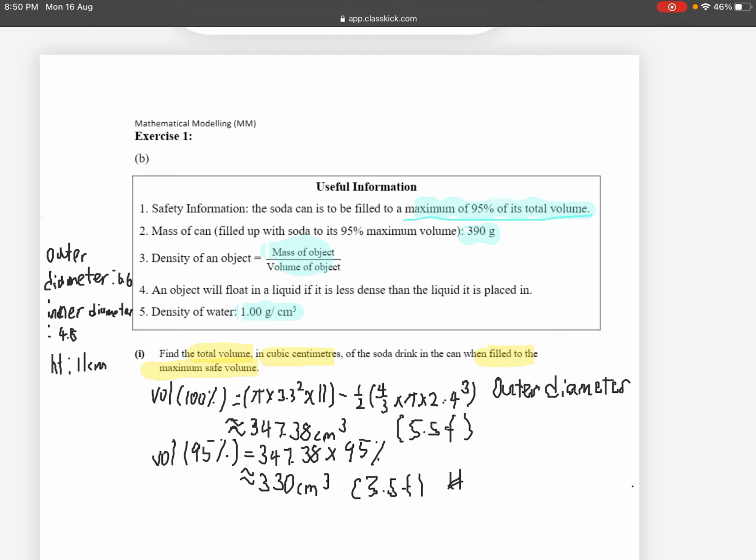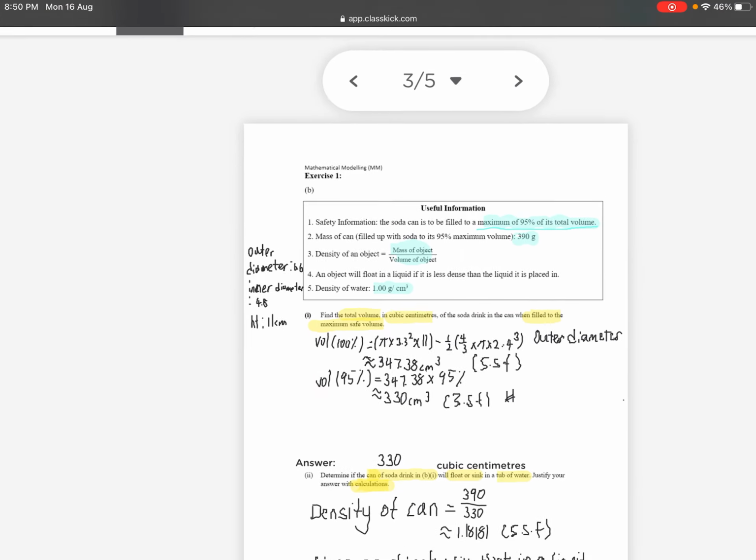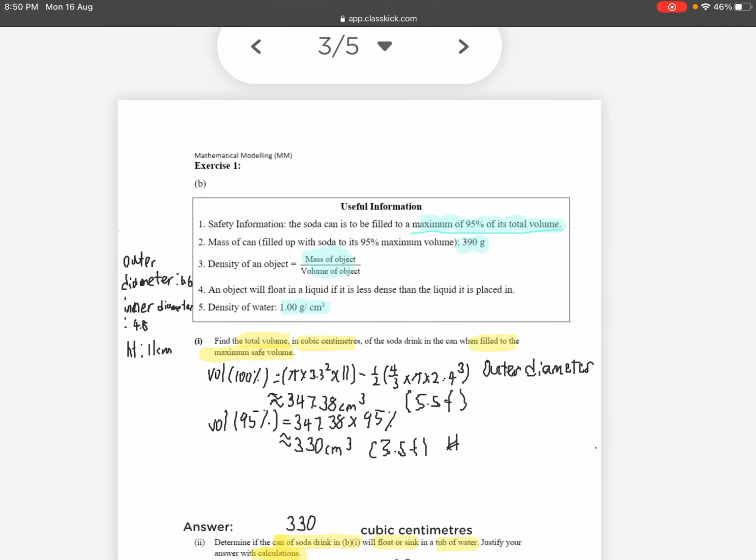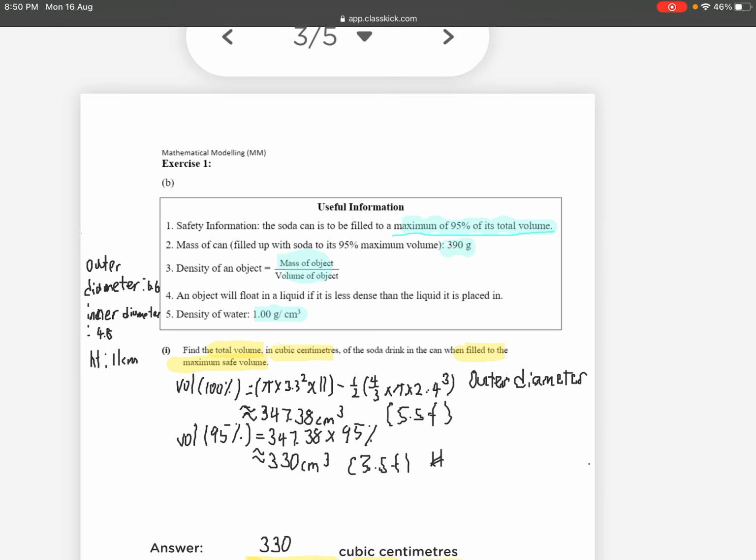So let's look at question 1b. Find the total volume in cubic centimeters of the soda drink in the can when filled to the maximum safe volume. So, if we recall, the maximum safe volume is 95%, right?